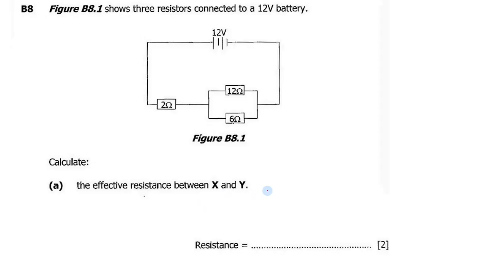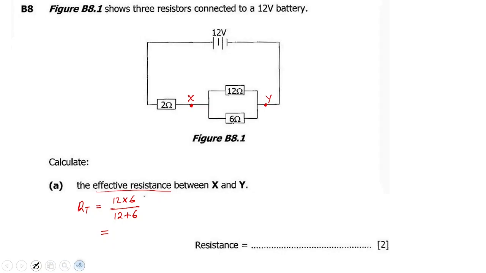Here they never indicated the point at which the effective resistance was supposed to be calculated. I'm sure in an exam they should have decided, between here and here. It should have been between maybe X here, Y here. The effective resistance means the total resistance. So the effective resistance is going to be equal to 12 times 6, over 12 plus 6.